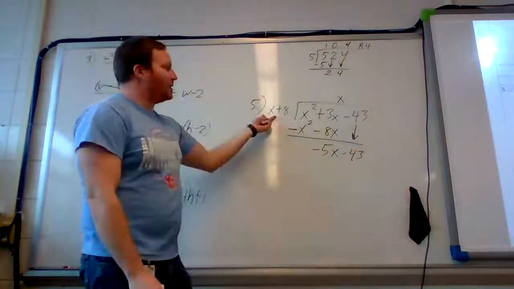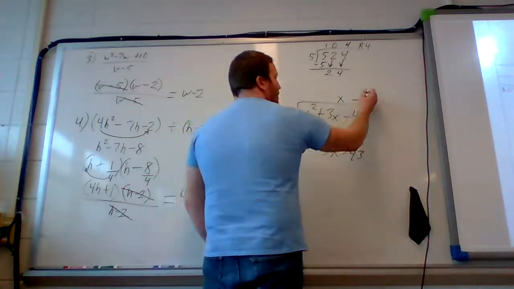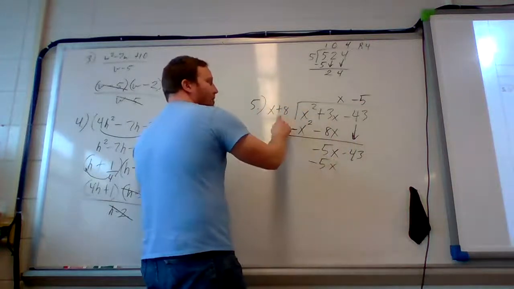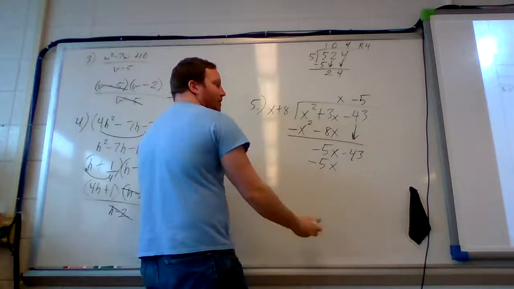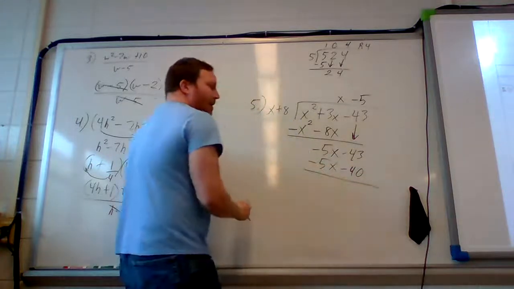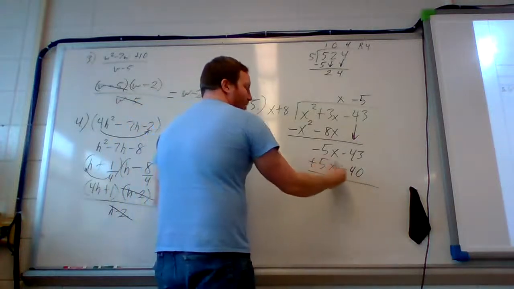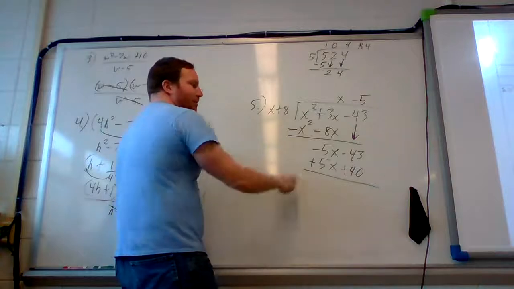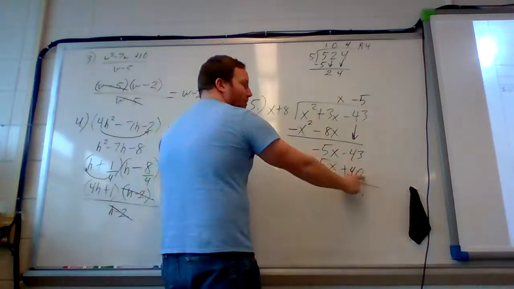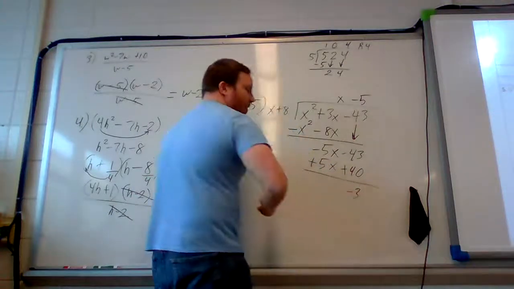So what times x gets me negative 5x? Negative 5. So that gets us negative 5x. Then we also do our 8 times our negative 5. Gets us negative 40. Again, we change the sign. So even though they're negatives this time, change the sign. So they're both positive. 5x and a negative 5x, those cancel out. Negative 43 plus 40 gives us negative 3.